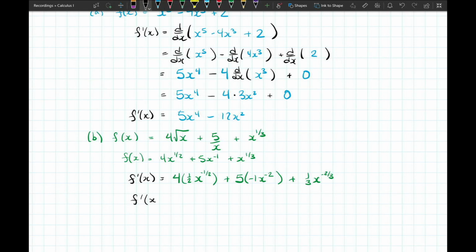The derivative f prime of x can be written out a little nicer. 4 times a half is 2. X to the 1/2 can be written as 1 over the root of x. And we'll see a 5 times the negative 1 leaves us with minus 5, and x to the minus 2 can be written as 1 over x squared. Plus 1/3, and we can write x to the negative 2/3 as x to the 2/3 in the denominator.